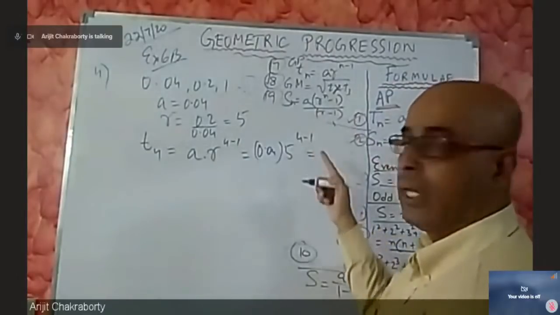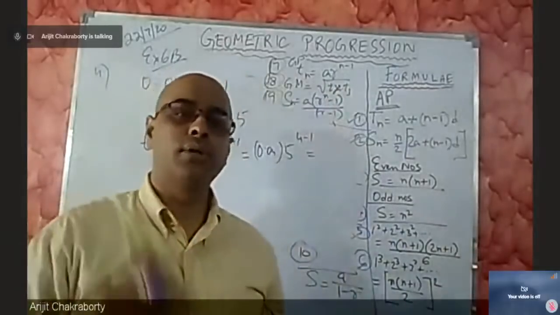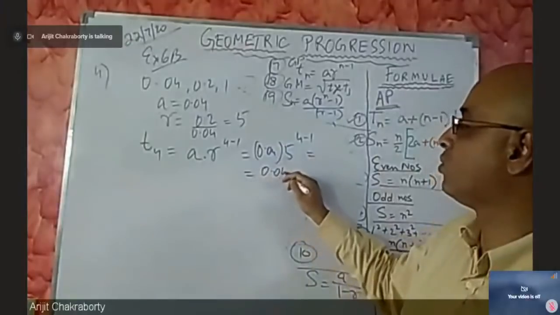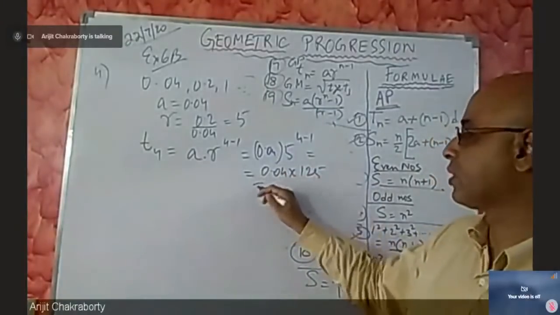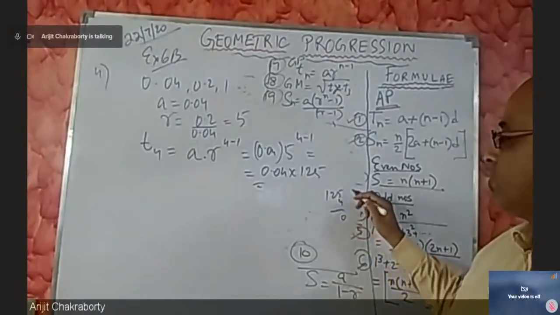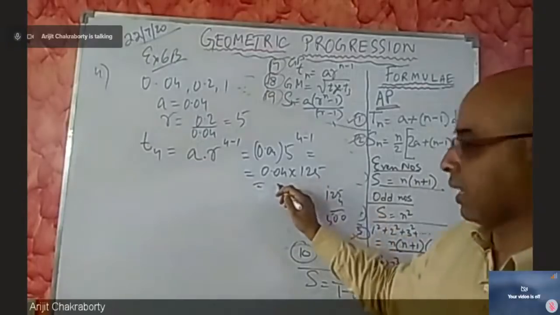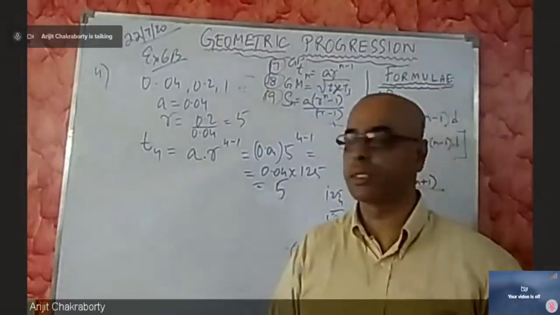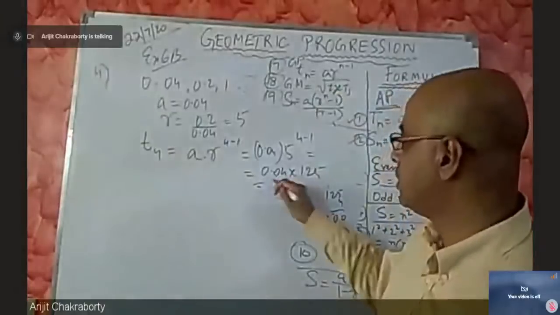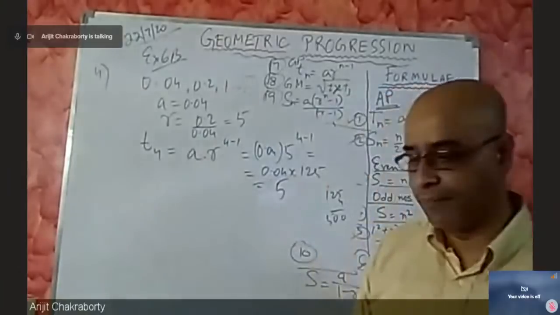4 minus 1 is 3. 5 to the power 3 is how much? 5 into 5 into 5, so 125. Okay. So this is equal to 0.04 into 125. 125 into 4 is 500, and you have this. So it comes to 5. The answer to this question is 5. So we have used the simple formula a into r to the power n minus 1. Right.